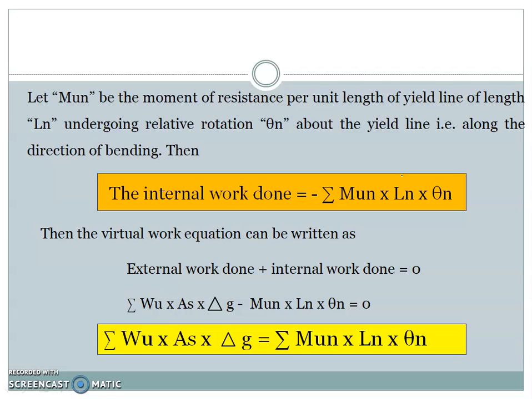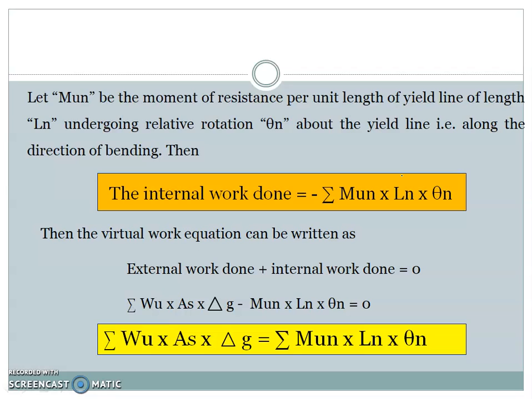This is a very standard equation which is used to solve numericals and to derive equations for different standard cases. So you only have to remember external work done and internal work done. Any case that is given to you, you should be able to write it down in these terms. That is the external load, area of the segment, displacement of the segment, that is delta G, MUN, that is the moment experienced by the segment, Ln is the length of the segment, and theta n is the rotation of the segment. From the exam point of view, you do not have this equation, but you need to know how you have got this.